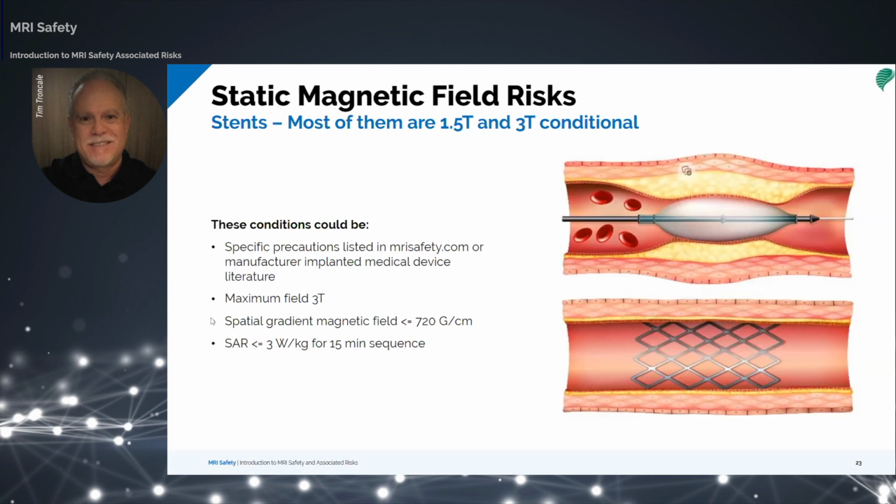If you remember back at that spatial gradient map, that was a 1.5 Tesla system, and the maximum spatial gradient there was 600 Gauss per centimeter, and that was at the edges of the system, which the patient typically would not go through being put on the table.